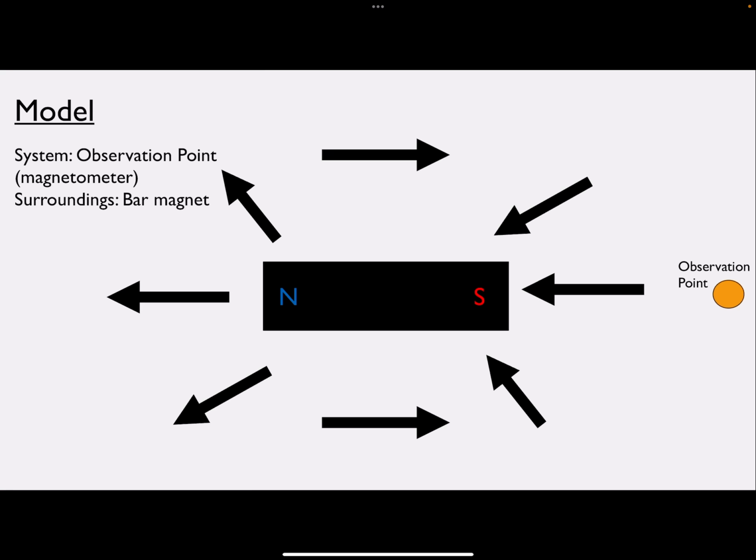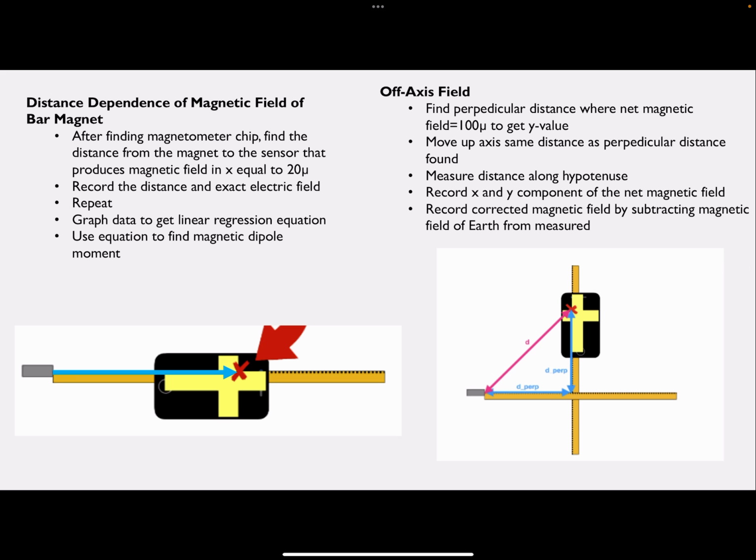The model for this lab: our system was the observation point, which in this case was the magnetometer, which was just my phone. And the surroundings were the bar magnet. It's important to note that the magnetic field goes in through the south end and exits through the north end, and that's a visualization of what's going on there.